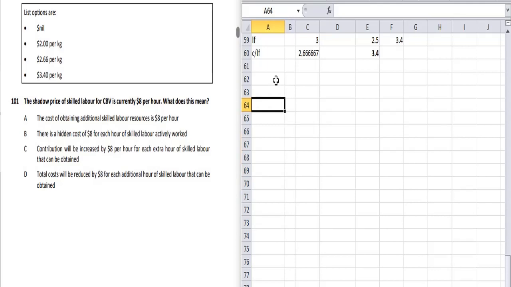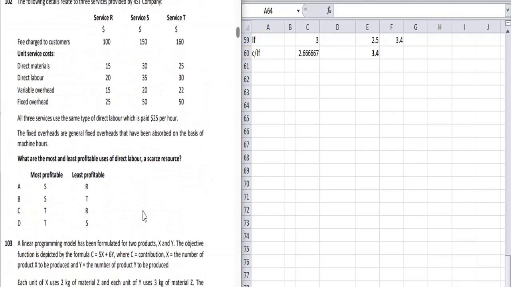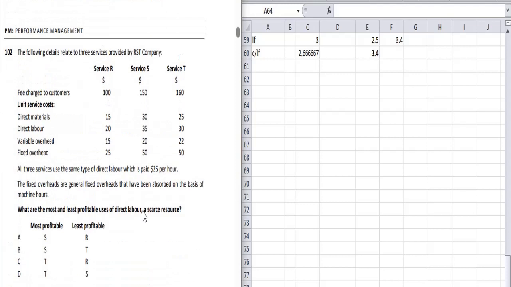Total cost will be reduced by 8 for each additional hour of skill labor that can be obtained. The total cost will increase by 8 for the additional hour of skill labor. Okay. So next question is 102. What are the most and least profitable use of direct labor scarce resources?